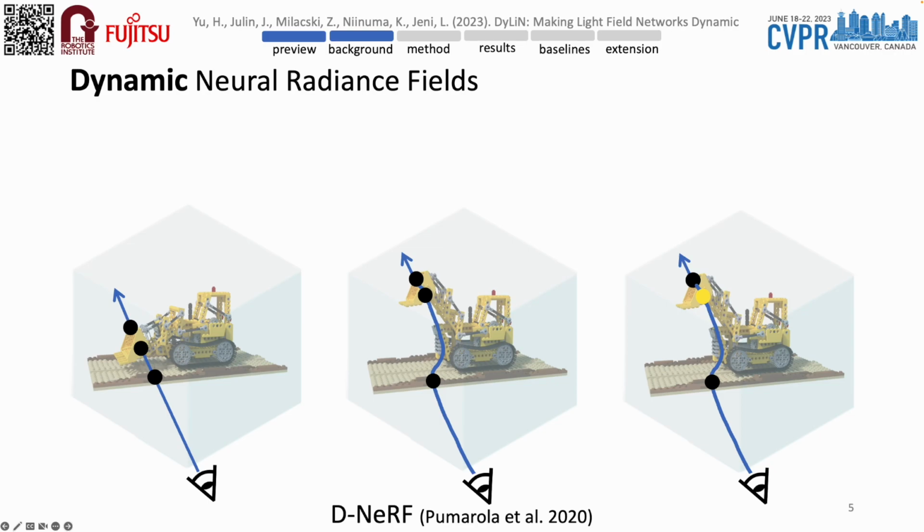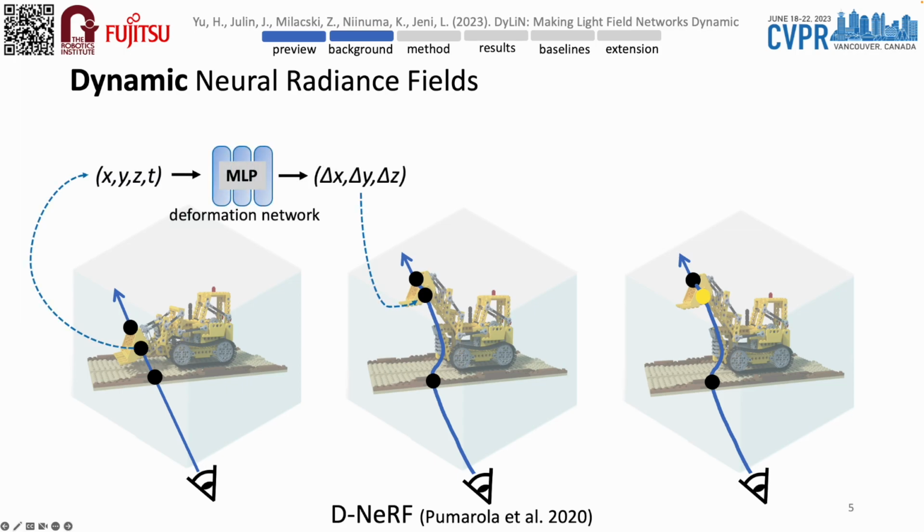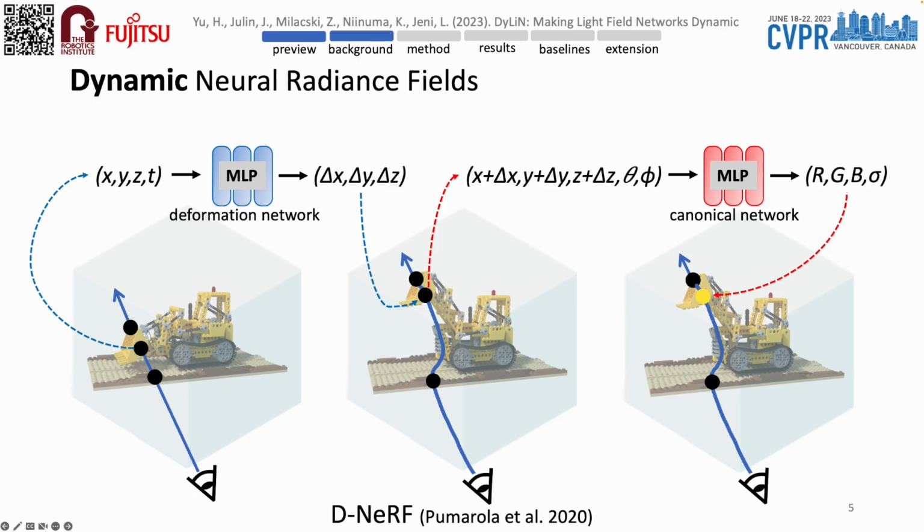NeRFs have also been extended to the dynamic scenario. One such method, known as dNeRF, represents dynamic scenes with both a deformation network and a canonical network. The deformation network predicts the offset of a sample point xyz at time t, effectively bending the ray. After the offset is predicted, the bent ray is passed through the canonical network to predict the color and density of the deformed sample at time t. Similar to the standard static NeRF method, this one also requires hundreds of samples and MLP evaluations per array, resulting in a slow rendering time of about 8 seconds per frame.